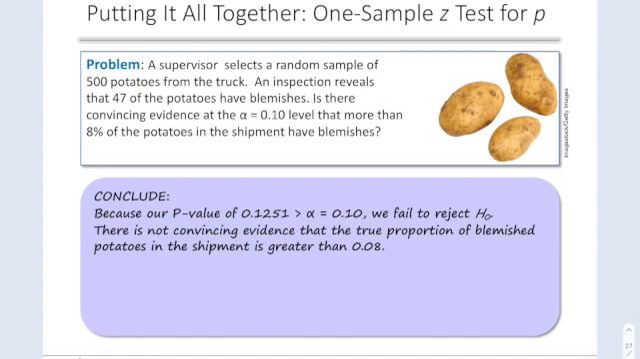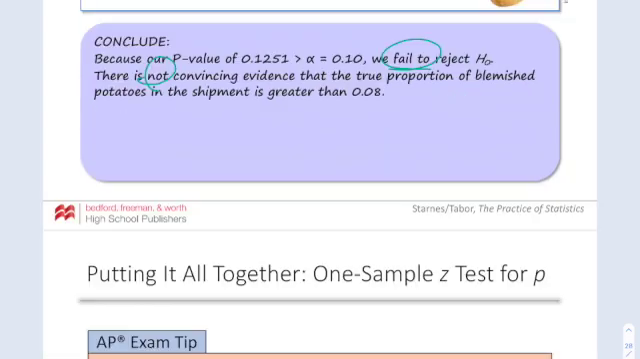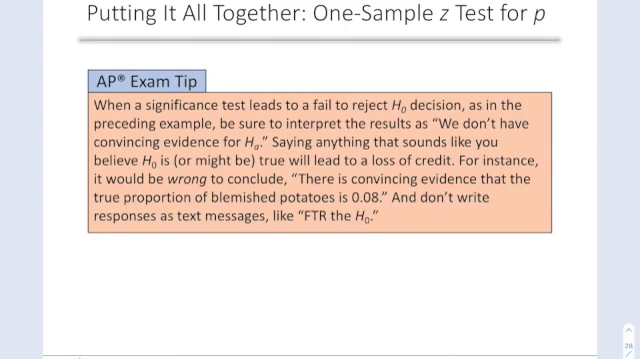So now we conclude. Because the p-value of 0.1251 is greater than alpha, which is 0.1, we fail to reject the null hypothesis. There is not convincing evidence that the true proportion of blemished potatoes in the shipment is greater than 0.08. Some things to remember.